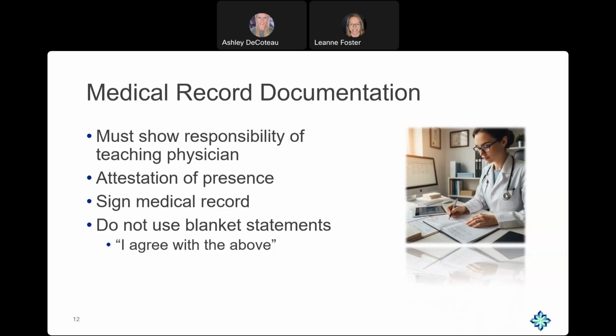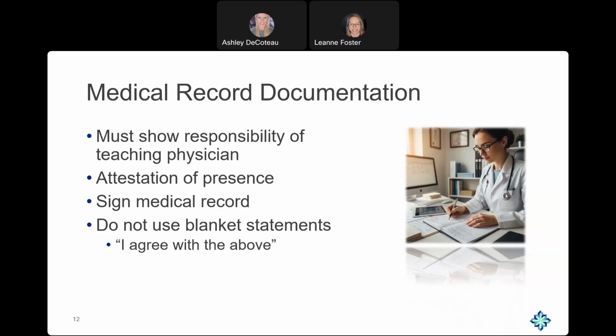Another pre-submitted question asked how detailed the attestation statement needs to be. It needs to be detailed enough so that these requirements are met. If that documentation were pulled for review, would a clinical reviewer be able to determine the teaching physician's presence and their involvement during that service? So just signing the record would not be enough. The statement would also need to indicate the teaching physician's presence and how they were involved.